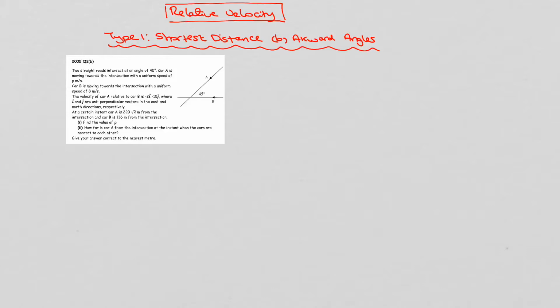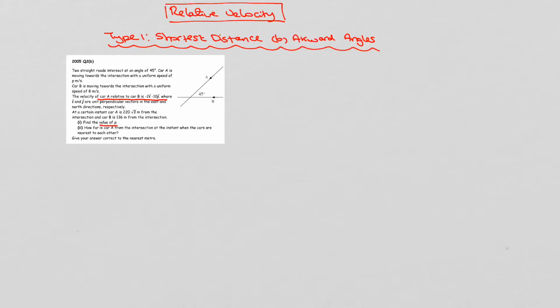So the first thing we're told here in the question is that the velocity of car A relative to B is minus 2i minus 10j. So normally we're working out the relative velocity, but in this question we're actually given the relative velocity. And we have to then use that information to try and find the value of p. In other words, what is the velocity with which car A is moving towards the intersection?